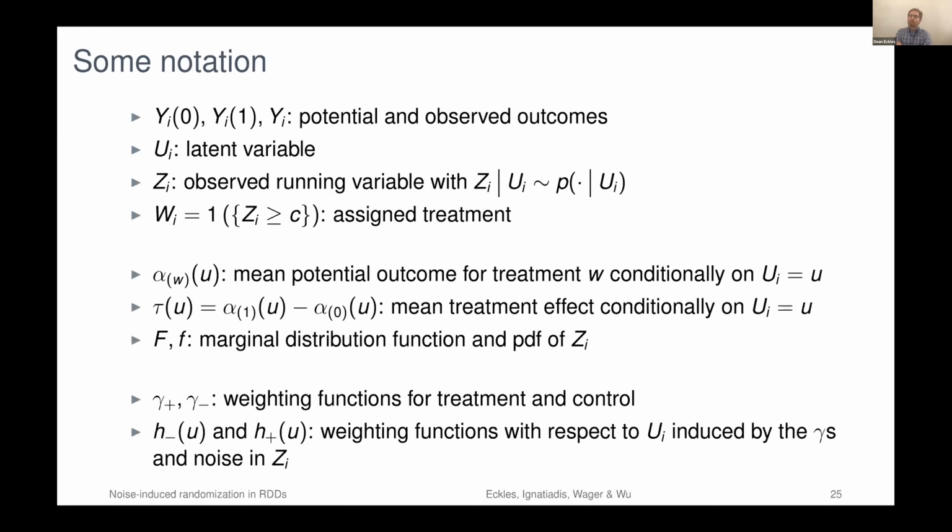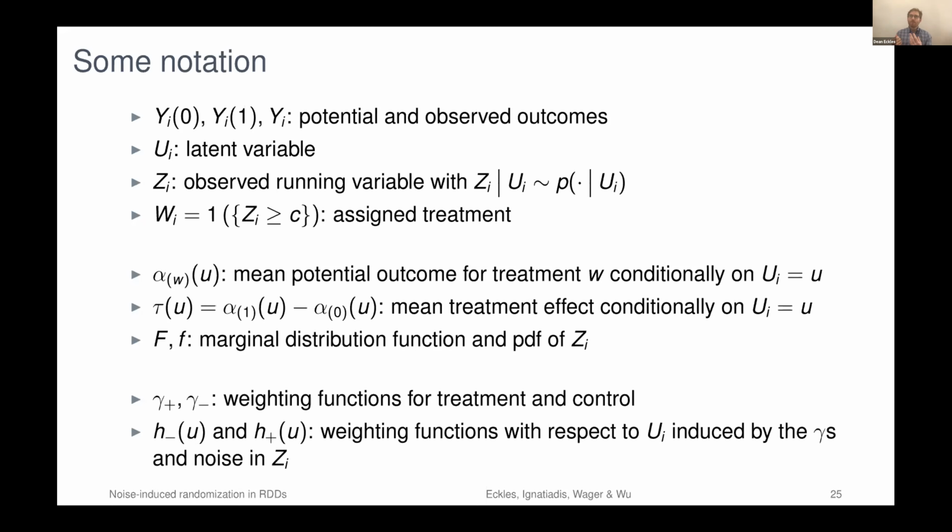Just to review some of the notation that I've introduced so far and that we'll be using shortly, we have these potential outcomes and then the observed outcome. We have our latent variable U_i. Then we observe Z_i, which is a noisy measure of U_i with some known conditional distribution. We then observe an assigned treatment W_i if Z_i crosses some threshold. We're then going to have a few functions that we're going to use throughout.